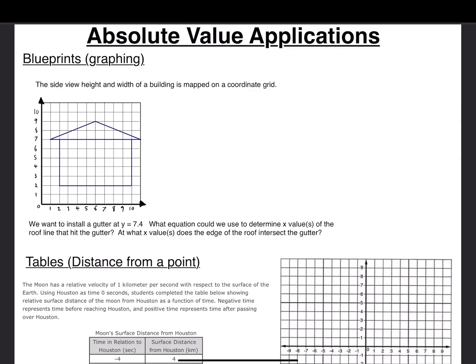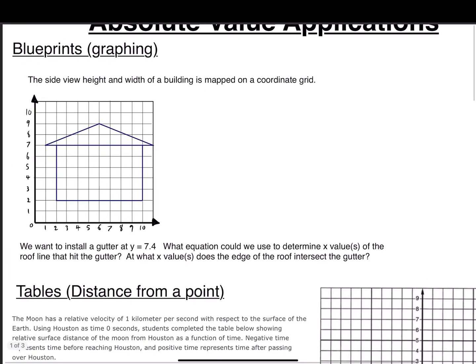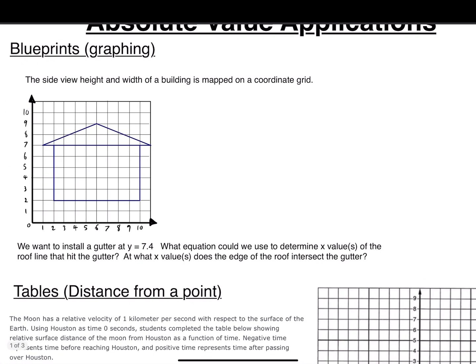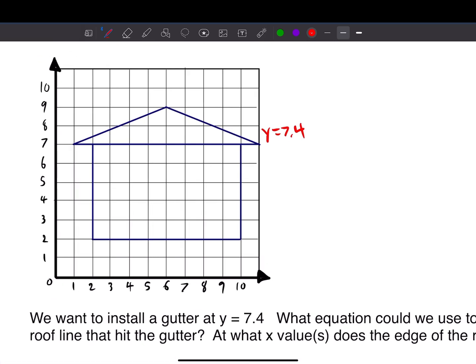To begin with, we're starting with blueprints. The side view height and width of a building is mapped on a coordinate grid. We want to install a gutter at y equals 7.4. Y equals 7.4 is a horizontal line at approximately a little less than halfway between 7 and 8. So maybe about there, maybe a little less than that.